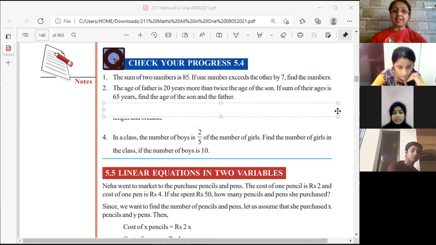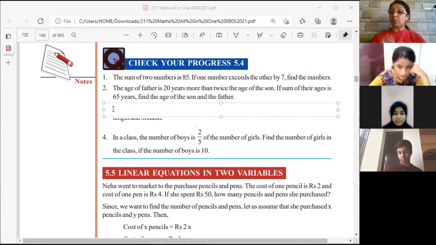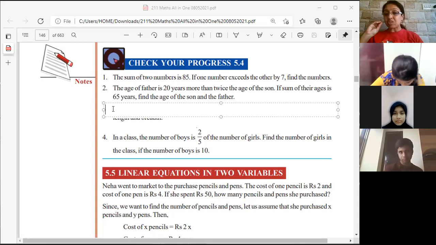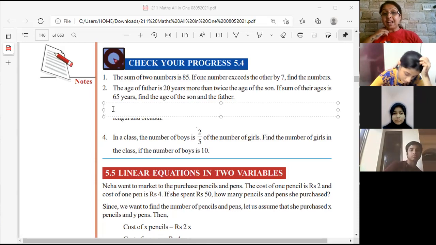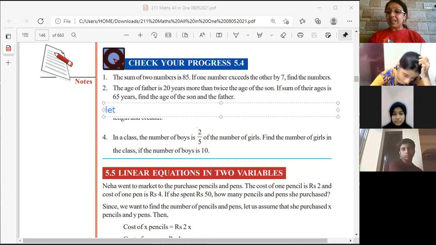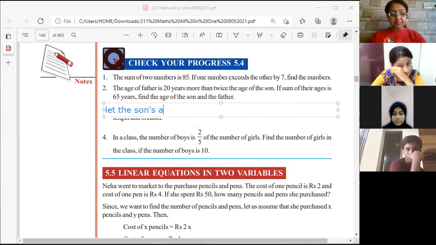The age of the father is 20 years more than twice the age of the son. So I have two people. I will start with the smaller one as x. Always try to take the smaller one as x. So I repeat the first statement: the age of the father is 20 years more than twice the age of the son. That means the father is bigger. So I will not take the father's age as x. I will take, let the son's age be x.